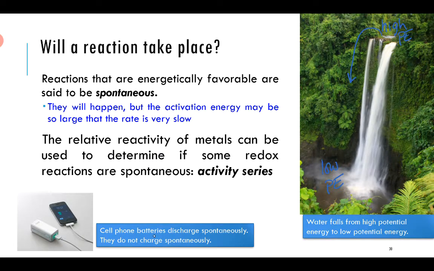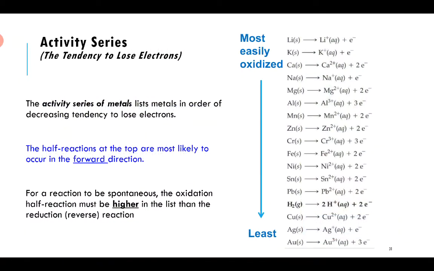Our cell phone batteries, we know that batteries run on redox reactions. Batteries in our cell phones always discharge spontaneously. We never have a battery spontaneously charge. It only spontaneously discharges. And so we have to put in energy in order to make our cell phones charge. They discharge spontaneously, and then the reverse process is not spontaneous.